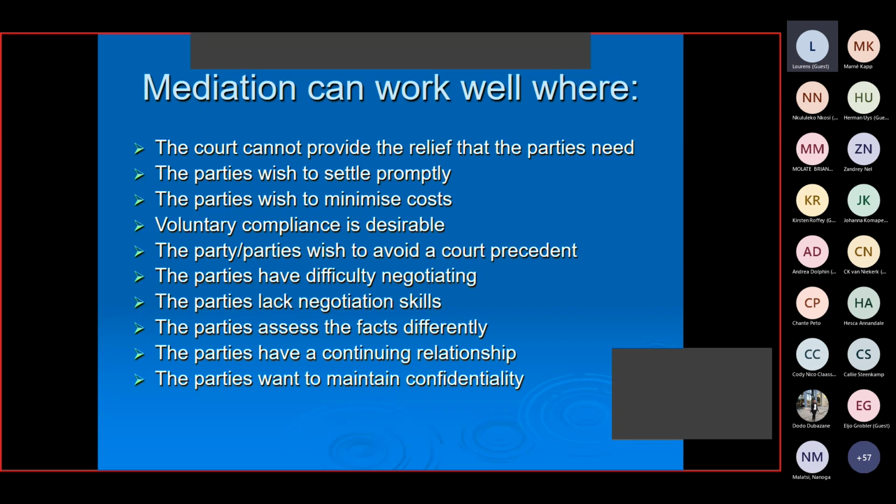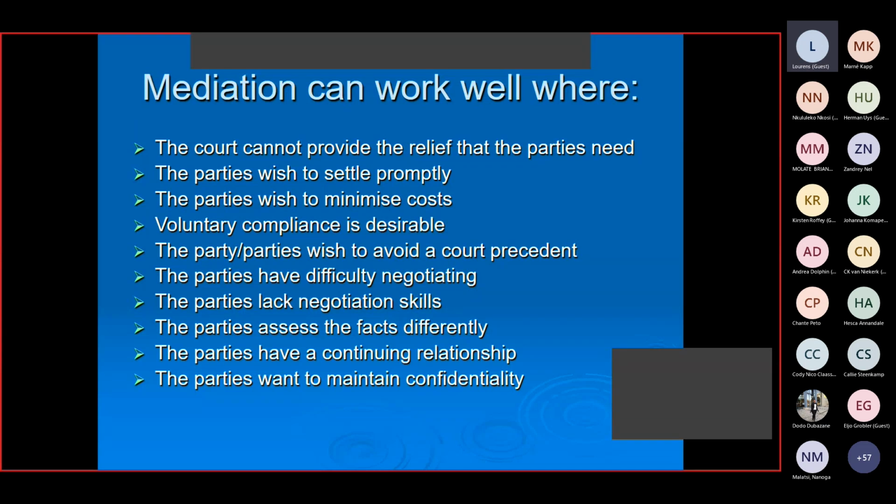Minimizing costs compared to litigation, certainly not necessarily compared to negotiation. Voluntary compliance is desirable. Again, with most relationships, there's a point of voluntariness, and mediation doesn't make people feel forced into something. They feel it was their choice. So it doesn't damage a relationship in the way that the others do. And it can actually build a relationship in many ways and teach good future skills to the people simply through the process itself. The parties wish to avoid a court precedent.